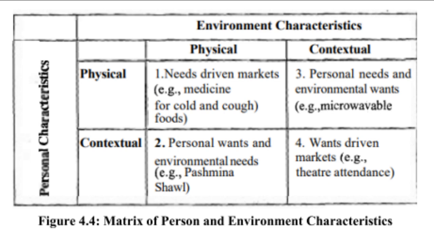Look at the screen. We can take a few more examples to explain this further. 1. Needs-driven markets, e.g., summer clothing. 2. Personal wants and environmental needs, e.g., name brand summer clothing. 3.